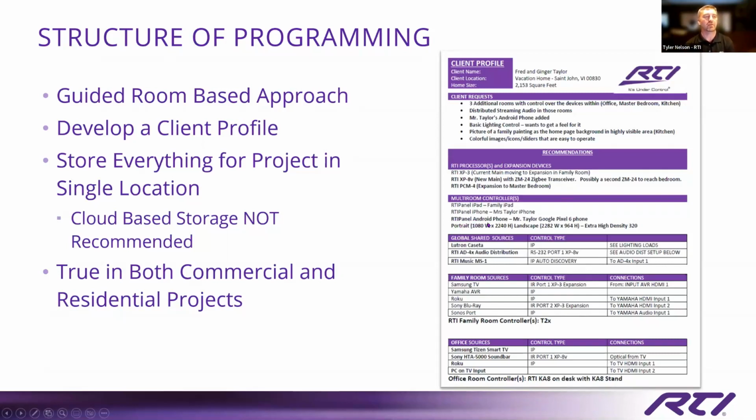So for example, the RTI panel Android phone, I know that iOS devices are pretty straightforward, but the Android phone, I need the specifics for. So I grab those from the actual phone or find them online. And then you'll see that I broke it out. Global shared sources. What does that mean? Well, those are going to be the devices that are going to be used throughout the project, as an example. So a lighting system or a distributed audio system, or even the RTI music system, you know, for that distributed audio would be used throughout the project, right? Might be needed in every single one of those rooms.